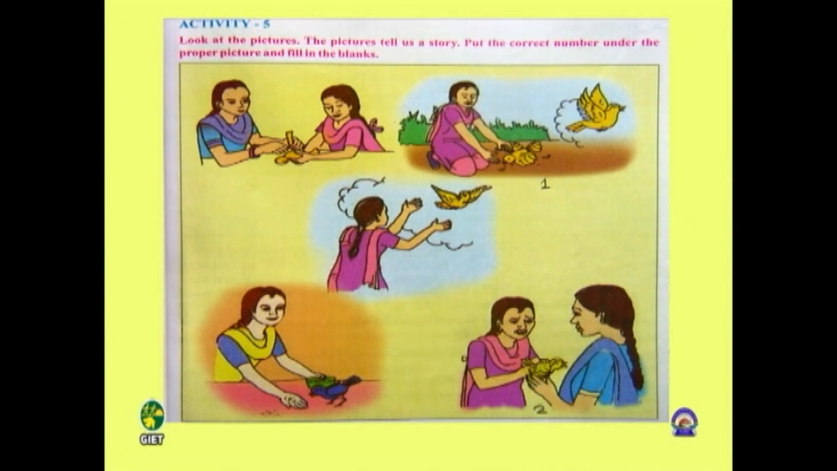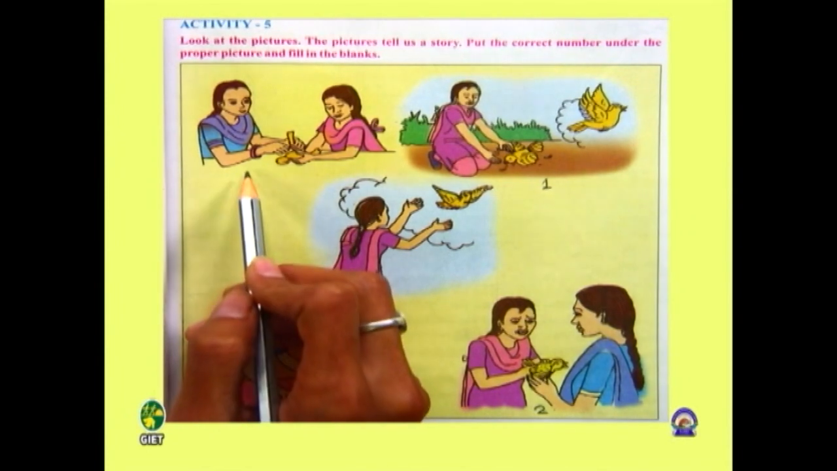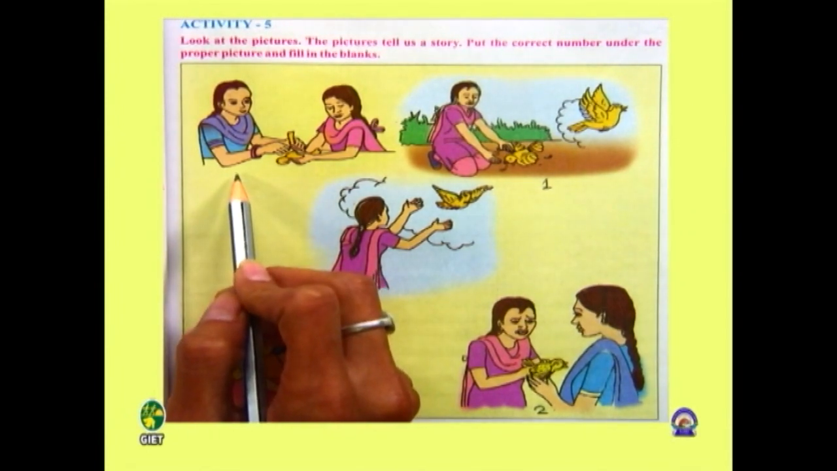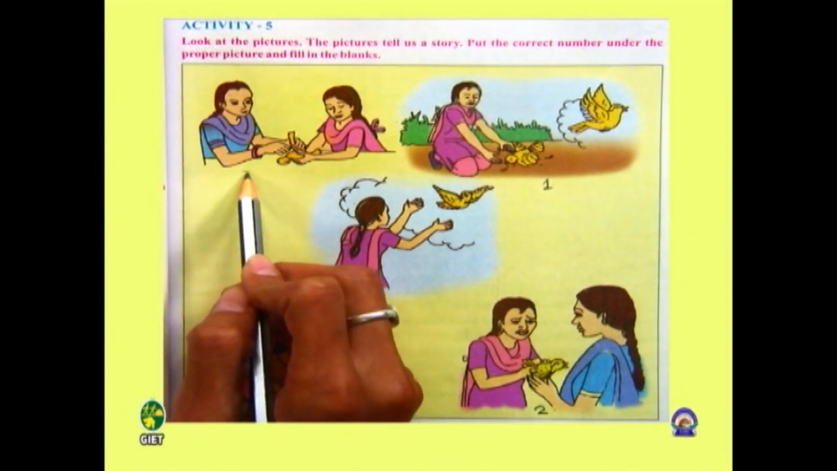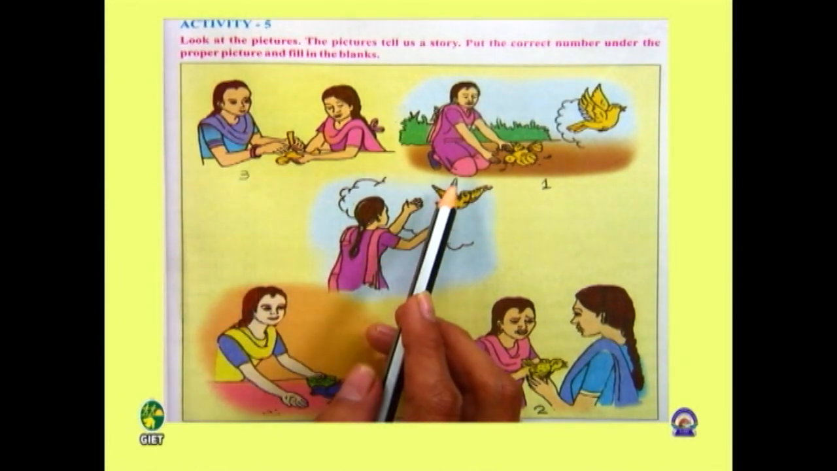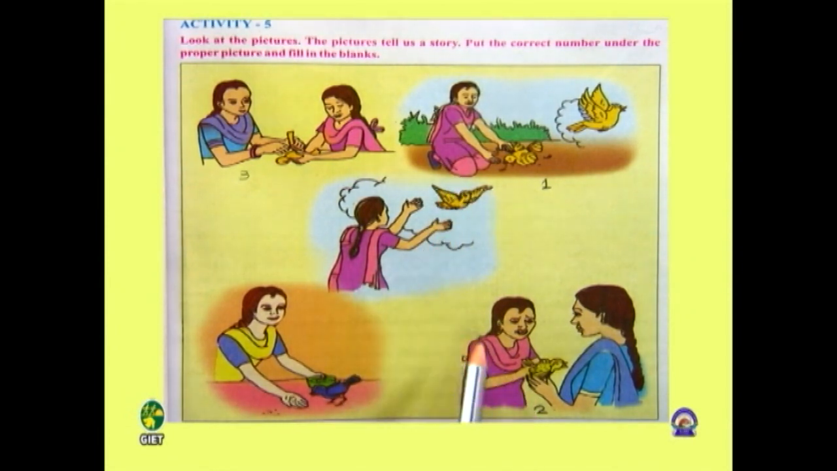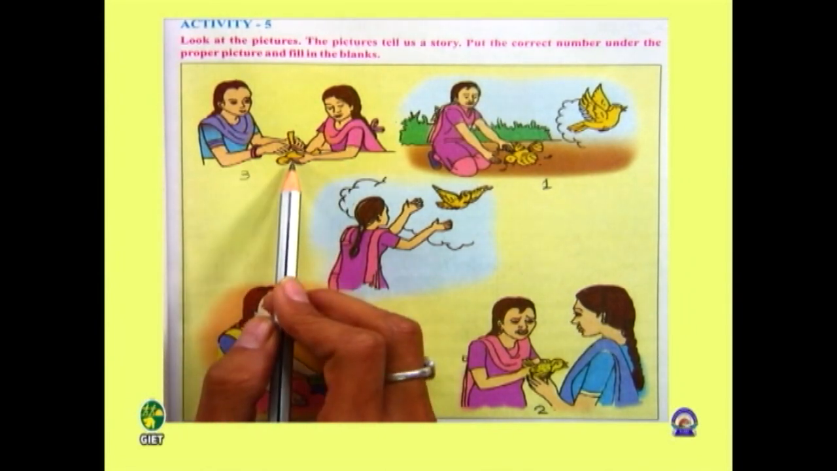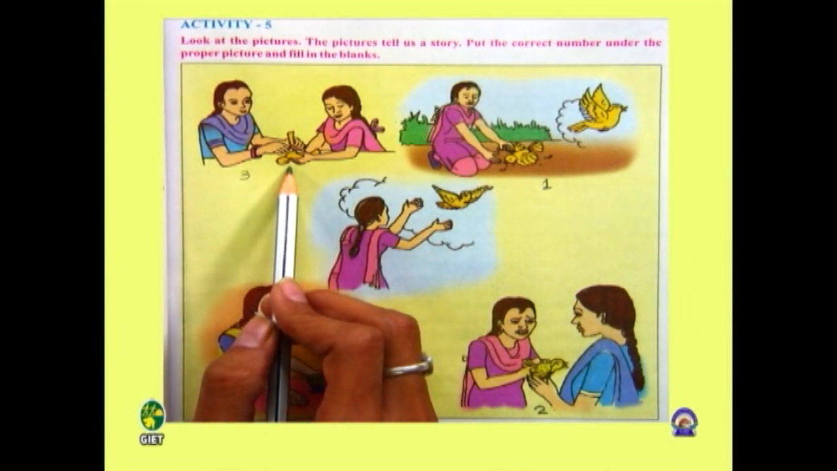Now think about it. Which picture comes next? Yes, you are right. This picture comes in the third position. Write down number 3 below this picture. First, the girl saw the wounded bird. Then, the girl went home and showed the bird to her mother. After that, they are giving treatment to the wounded bird.